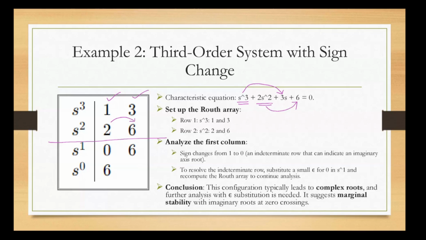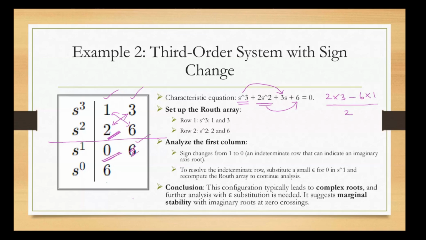Now to find the next element, we calculate from the previous 2 rows, considering the first and the second column. So 2 into 3 minus 6 into 1, divided by 2. So the numerator is 0, so the entire term becomes 0 and we fill up with 0 here. This term is not required here.